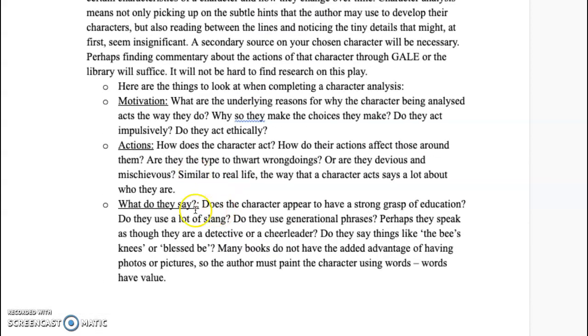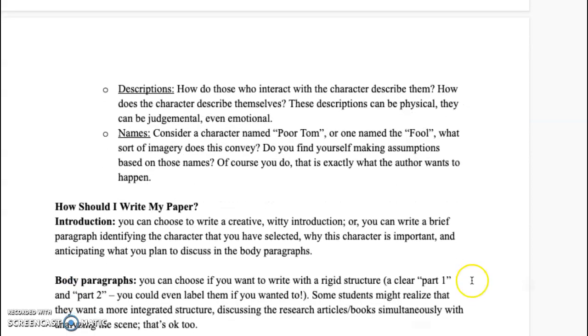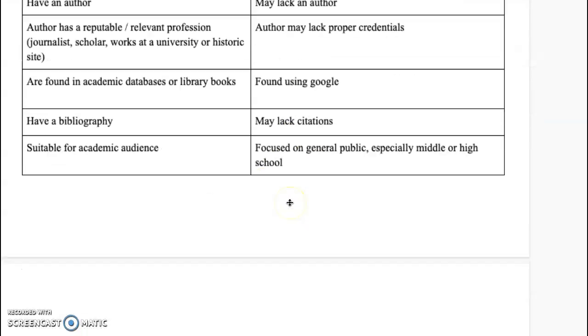So maybe you want to focus on what your character says. And let's say I'm looking at Atticus. Does the character appear to have a strong grasp of education? Do they use a lot of slang? Do they use generational phrases? Perhaps they speak as though they're a detective or a cheerleader. These are just to get you thinking. I don't want you to feel like you have to answer all of those questions, okay?